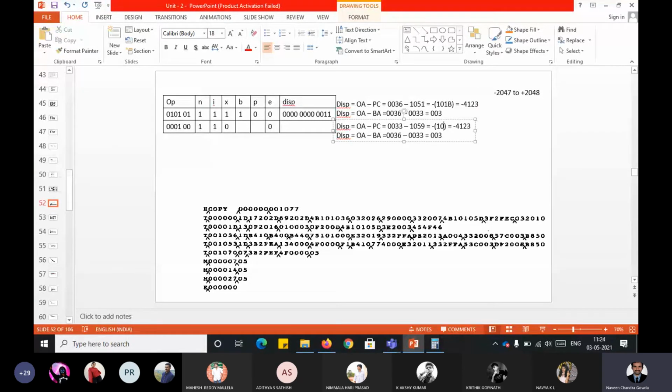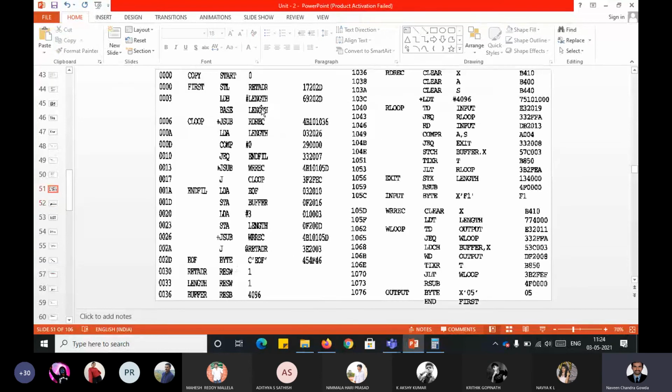So this also cannot be a PC mode. So how about the base relative? We have operand address minus base. So operand address is 0033, and what would be the base address? The same story. What is stored in the base register? It is the address of the length. What is the address of the length? It is 0033. So it will become 0033 minus 0033. You will get 000.